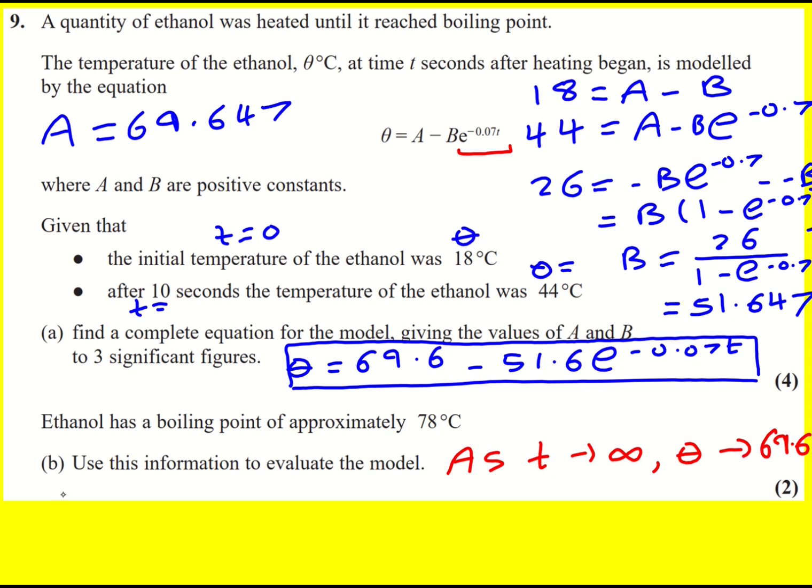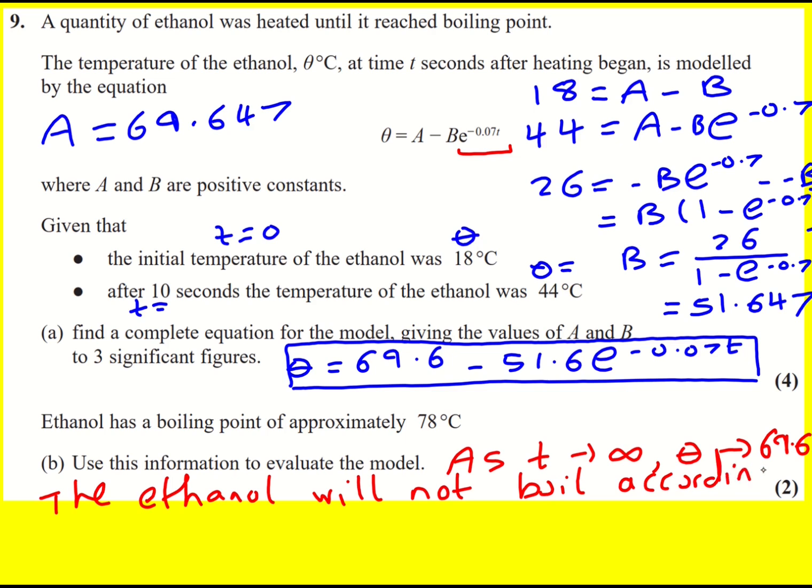So the ethanol would not boil according to the model. But we're actually being told that it is heated until it reaches boiling point. So that is actually happening. So basically the model is not reliable, or not applicable, or not appropriate.